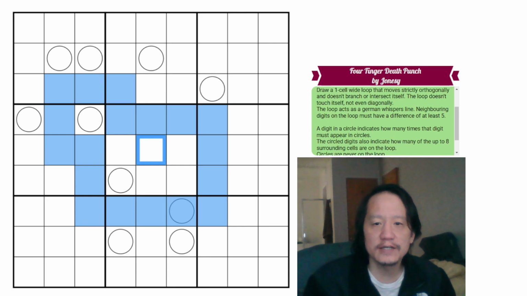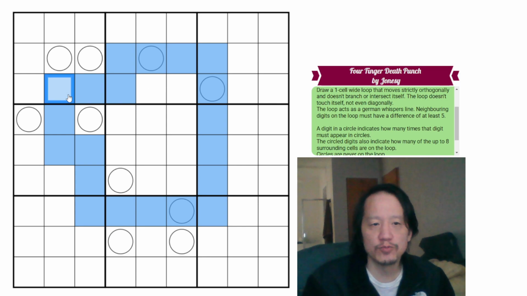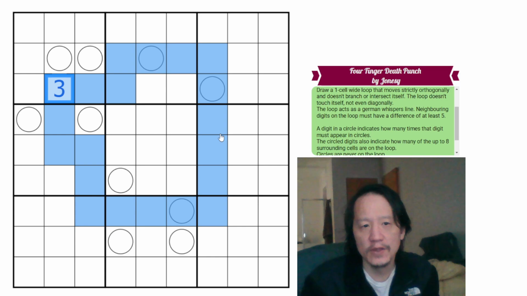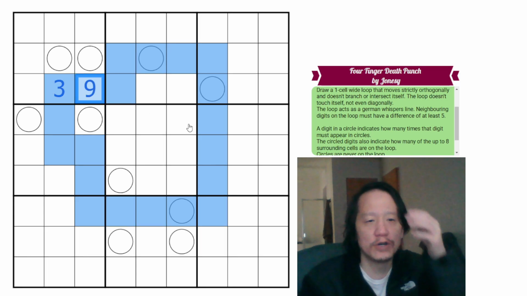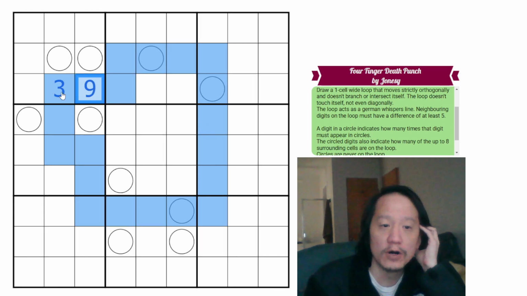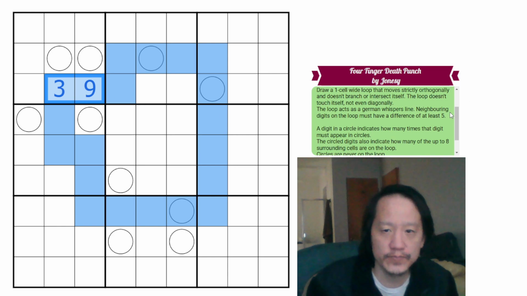And the loop acts as a German whisper line. Neighboring digits on the loop must have a difference of at least 5. So for example, if this were a 3, this would have to be an 8 or a 9 to be a neighbor on the loop. Say this was the loop. Then basically, if this was a 3, this would have to be an 8 or a 9, because you can't have adjacent digits on the loop have a difference of less than 5.